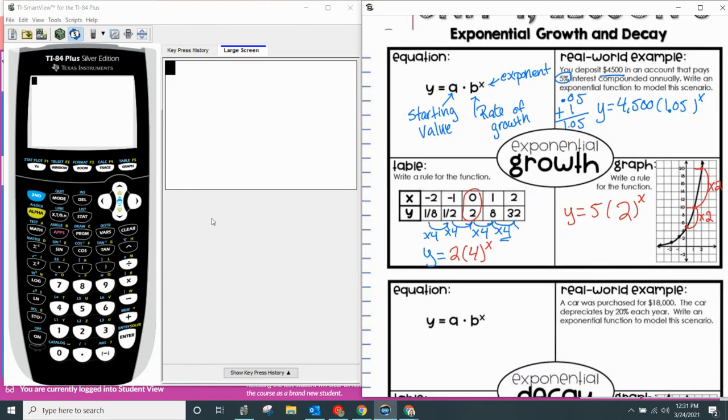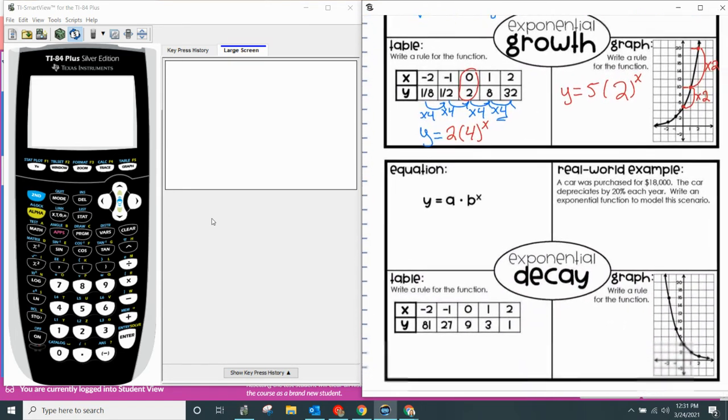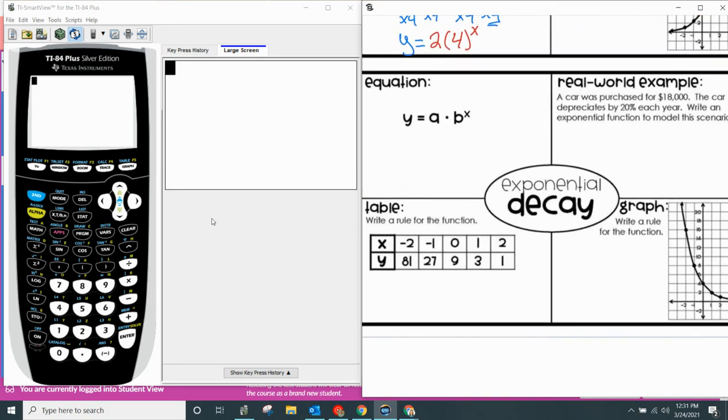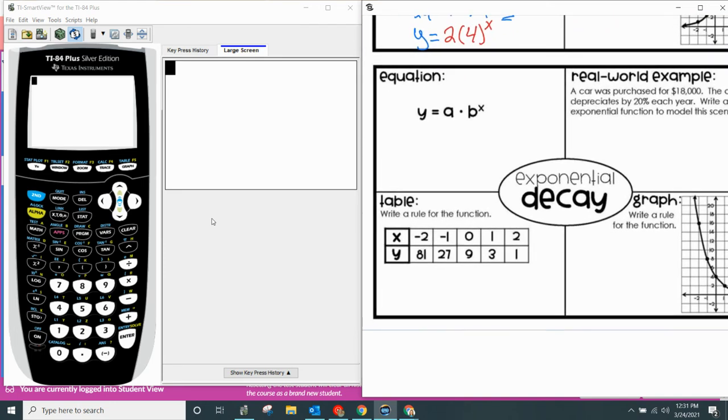So let's look at some examples if it is decay. Well, again, A is still your starting value. Our equation hasn't changed there. And B is still the rate, but now it's the rate of decay. Because when they're talking about decay, it means something that's decreasing. So growth, hello, increasing, that makes sense. Decay, decreasing. Okay, so let's look at a real world example.